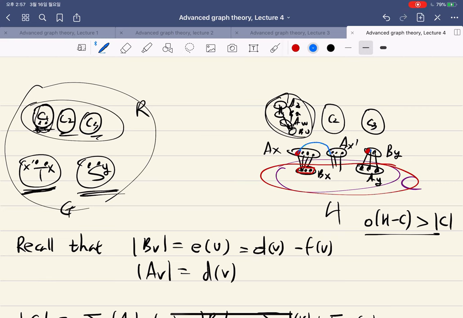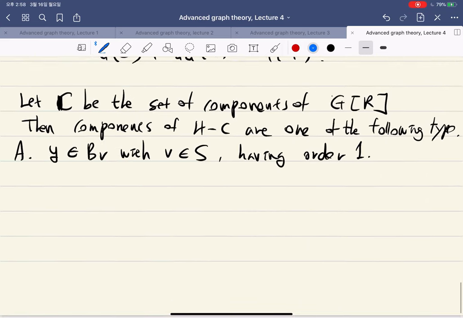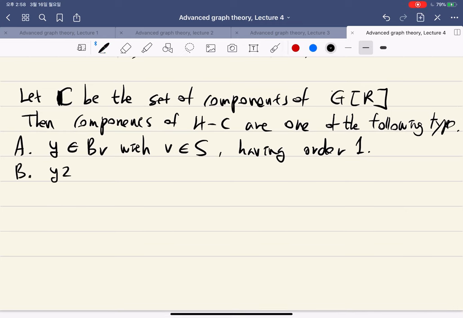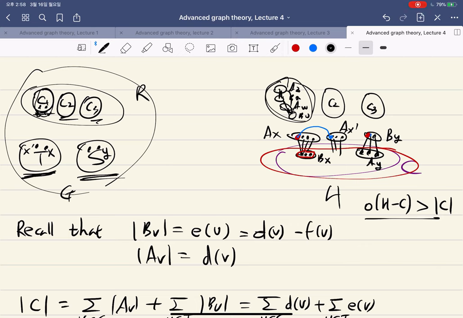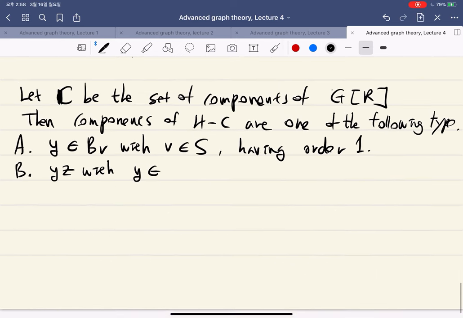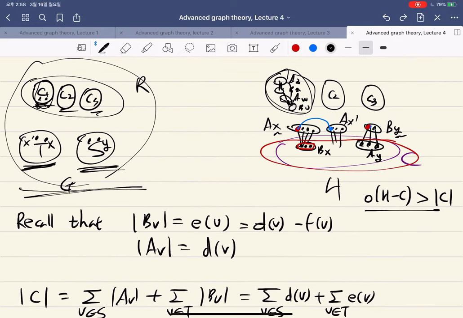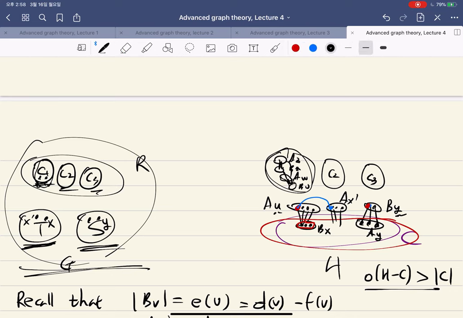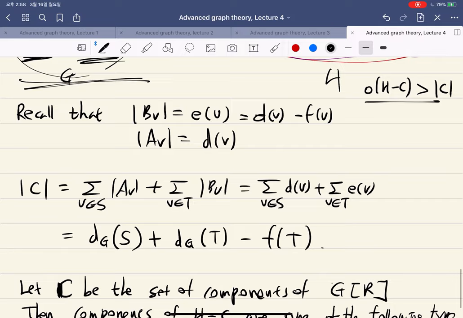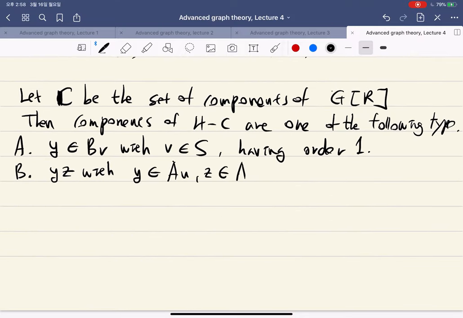But if the first one holds, then these two vertices have no other neighbors. I mean, all the other neighbors are in C. So they become a component of order 2. So say YG, with, so this Y is not the same as this Y. So let me just write it. Yeah, maybe this choice of letter was not good. So these YG are not the vertices in G. They are vertices in H. With Y in AU, let's change this to U. So one is in AU, and the other one is AV, and UV is an edge in both, which lies in both T. This has size 2.